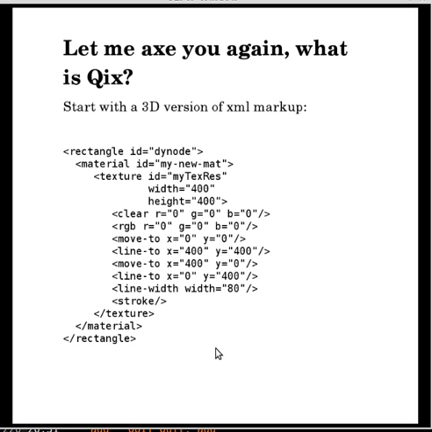Yeah, so how are we going to go about this? Well, I want to start with a 3D version of XML markup, and this is similar to what we use in the web today. Here you can see that we create a rectangle in 3D, we add a material to it, add a texture. Here I add some commands in order to draw on it, and that's quite a bit of code when you think about it, and all you're doing is clearing this rectangle and drawing an X across it. Let's see how I do it.